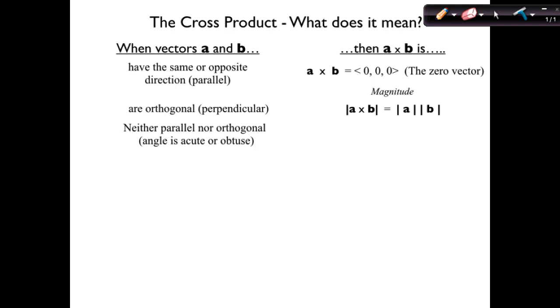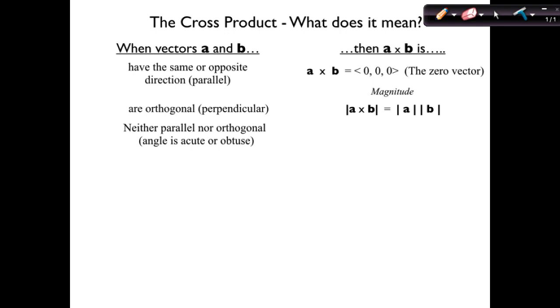Neither parallel nor orthogonal. What might we conjecture here that the magnitude is? When they're parallel, it's 0. When they're orthogonal, it's maximum, the product of the magnitudes. So what in between? What would it be?